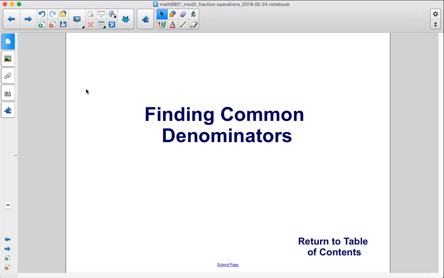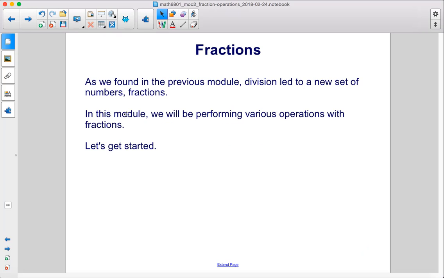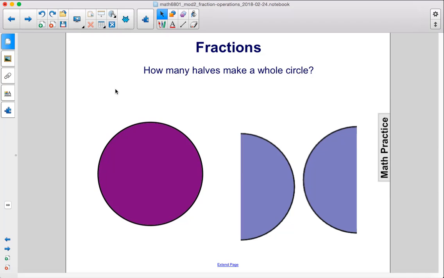Finding common denominators. As we found in the previous module, division led to a new set of numbers, fractions. In this module, we will be performing various operations with fractions. Let's get started. How many halves make a whole circle?